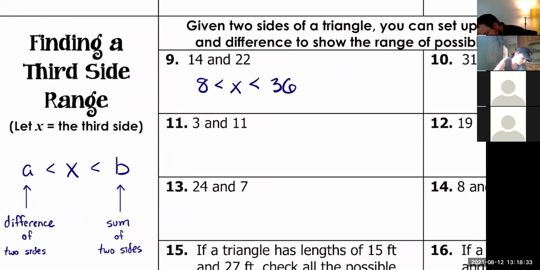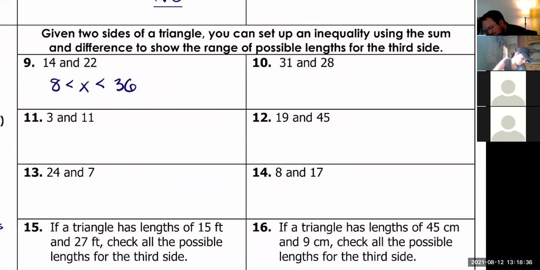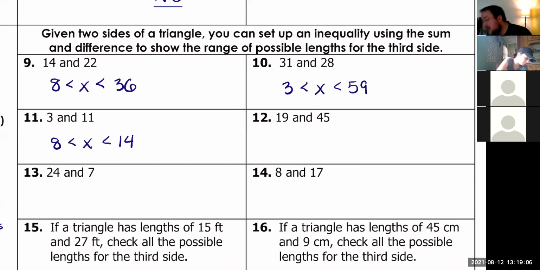So these next handful are kind of boring because you're just finding sums and differences. So on the next one there, the difference between 31 and 28 is 3, and their sum is 59. So that's even a wider spread there. Lots of possibilities. If your two sides are 3 and 11, the difference there is 8. And the sum is 14. So not a lot of opportunities there, a little bit more limiting.